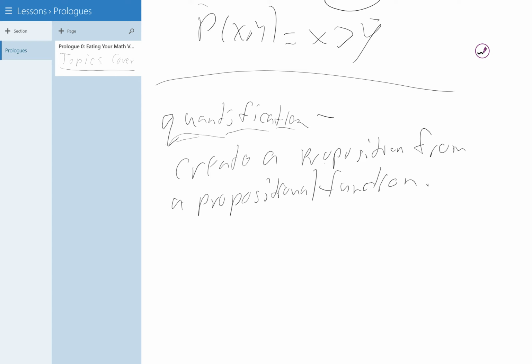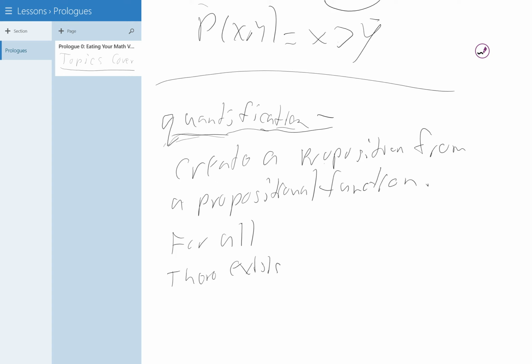But, okay, anyway, quantification creates a proposition from a propositional function, right? So many math statements assert that a property is true, so there are two kinds of quantifiers. A lot of times you'll see in math things like "for all" or "there exists", right? So let's go over what these mean.